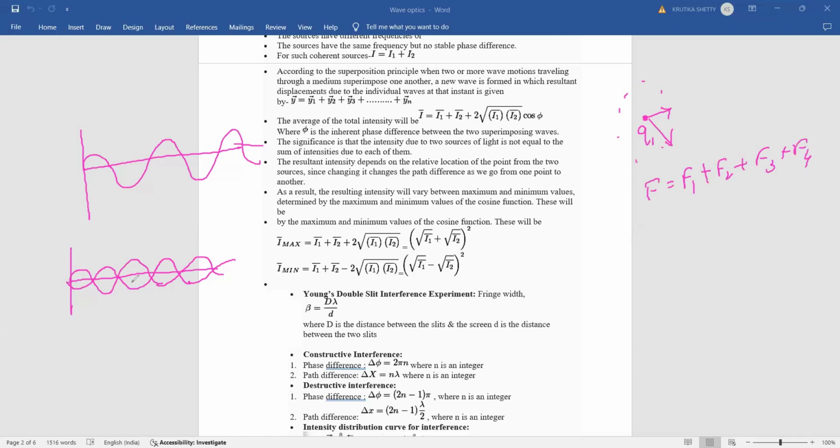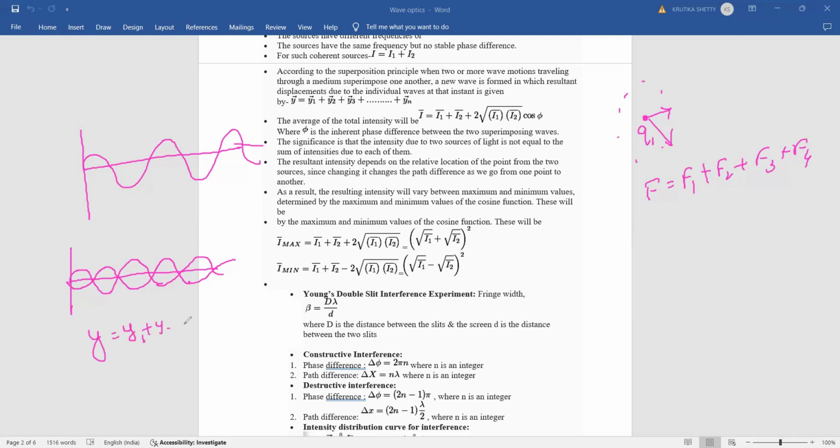Similarly, in case of waves also, they are saying the same here. That is, it is a new wave form. The displacement that we calculate is due to the individual waves. So that is given by y1 plus y2 plus y3 and so on plus yn.